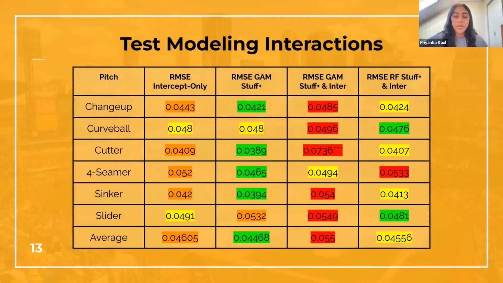Now this table just shows some of the root mean squared error values we got across our 3 main models. We wanted to point out specifically the highlighted green values. We found that our interpitch dynamic model worked the best on curveballs and sliders when we specifically used a random forest.